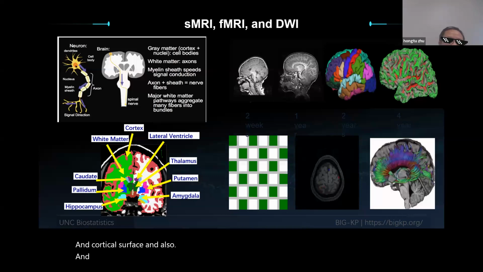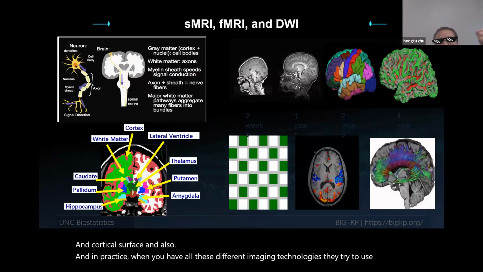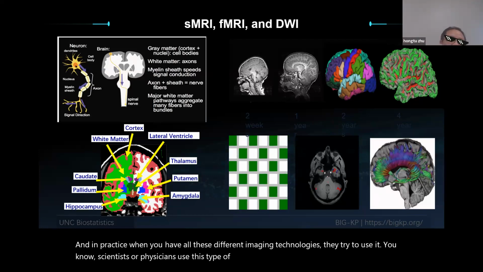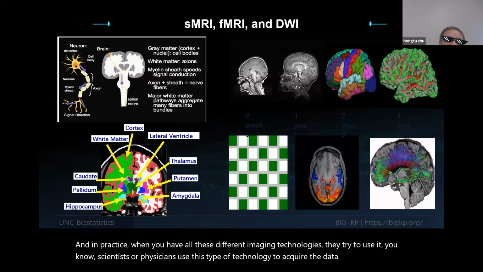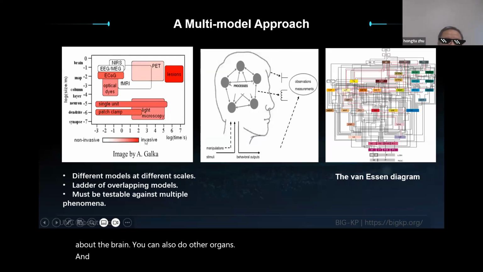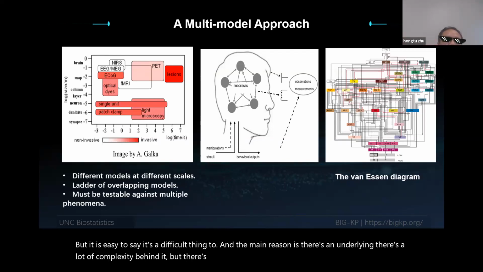And in practice, when you have all these different imaging technologies, scientists or physicians use these technologies to acquire the data. Here it is about the brain. You can also do other organs. And actually, this multimodal approach is very popular these days, but it is easy to say, it's difficult to do. The main reason is there's a lot of complexity behind it, but that's the kind of research people push forward a lot, okay?